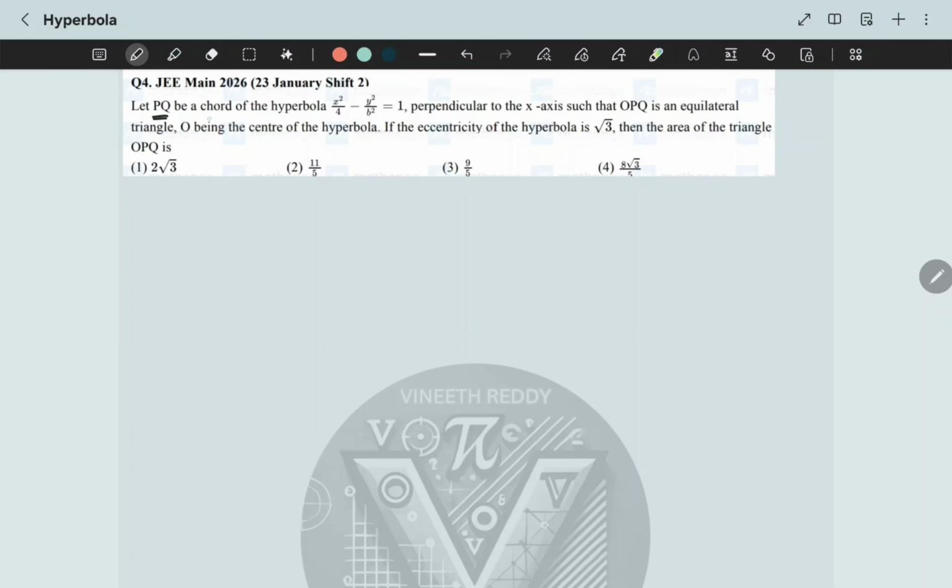The question says, let PQ be a chord of the hyperbola perpendicular to the x-axis such that OPQ is an equilateral triangle, O being the center of the hyperbola. If the eccentricity of the hyperbola is √3, then the area of the triangle OPQ is.